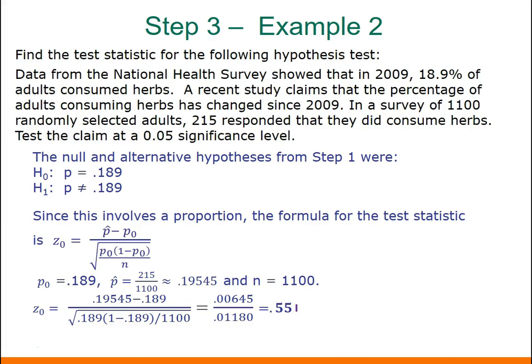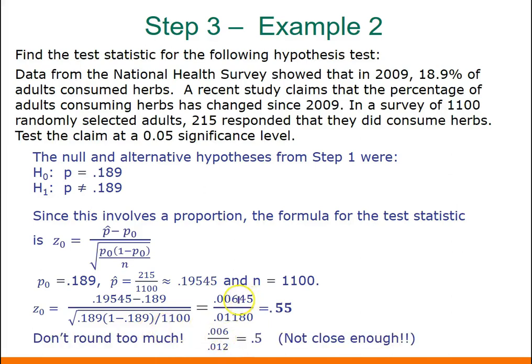Now one thing that's important, especially when you're doing tests with proportions, but also in some of the other hypothesis testing, you can't round too much in the middle of your calculations. If you're going to round at all, don't round very much. Notice here I took the top and the bottom parts of this out to 5 decimal places. Look what happens if I round it a lot more than that. If I had rounded the top and the bottom of this just to 3 decimal places, then I get 0.50 for my test statistic instead of 0.55. And that's not going to be close enough to get you the right answer. So just be careful about that rounding.